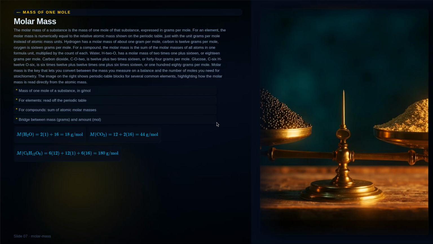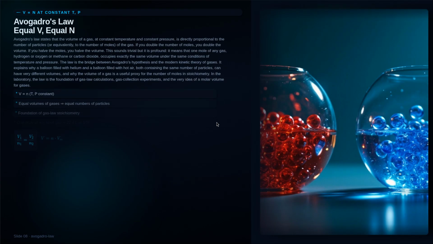To calculate molar mass, you sum the atomic masses of all atoms appearing in the chemical formula. For sodium chloride, NaCl, the molar mass is 22.99 for sodium plus 35.45 for chlorine, giving 58.44 grams per mole. The molar mass is the conversion factor that links the mass of a sample in grams to the number of moles it contains.